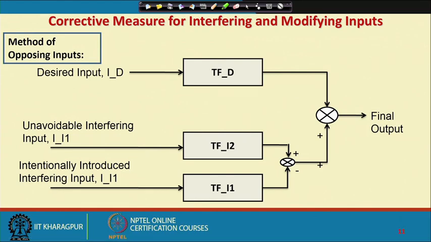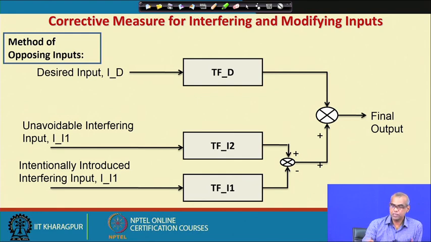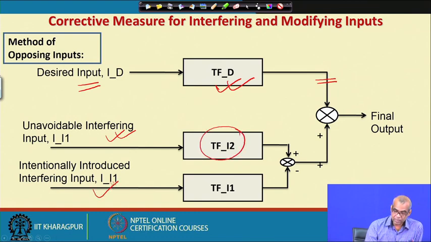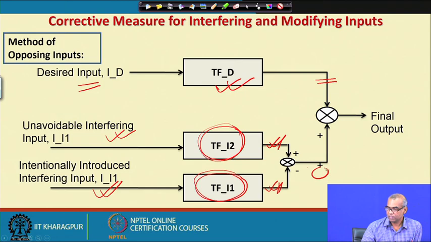This is a schematic of the method of opposing inputs. This is the desired input transfer function, and this is the output component for the desired input. This is the unavoidable interfering input with its transfer function, and this is the intentionally introduced interfering input with its transfer function. This is the output component for the unavoidable interfering input, and this is the output component for the intentionally introduced interfering input. Now, if these two are equal and opposite, then here we will have 0.